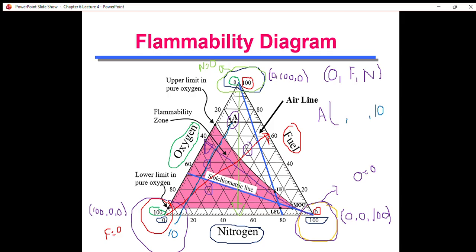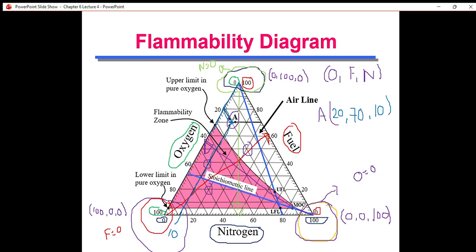Now let's look at the concentration of oxygen. This is the oxygen line. At point A, I can draw this line in this direction and get a concentration of oxygen equal to 20%. So even if I want to stop at this point, it's by default 20% of oxygen, 10% of nitrogen. This means that 70% is fuel.